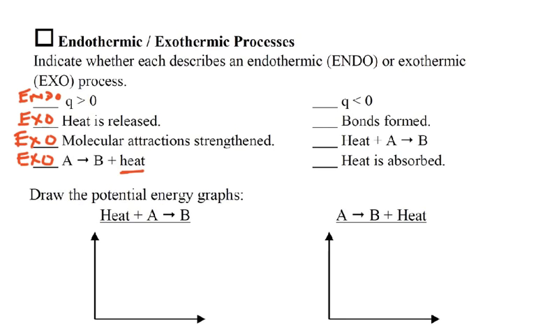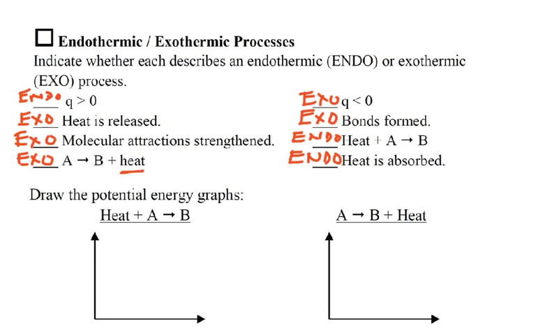Okay, to the right, Q is less than 0. Well, Q, that's a negative value. Negative value is always exo. Okay, bonds are formed. When you break bonds, that requires energy to break things. But if they're formed, then it gives off energy. So this is exo. Heat on the left side, that's taking heat in, so that's endo. And heat is absorbed, same thing, this is endo.